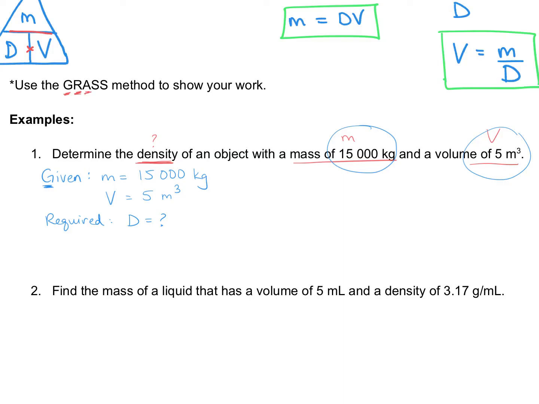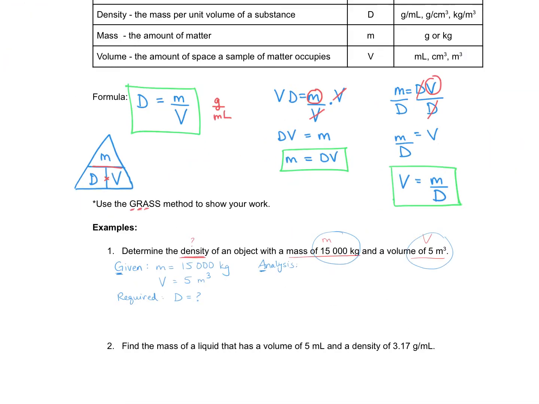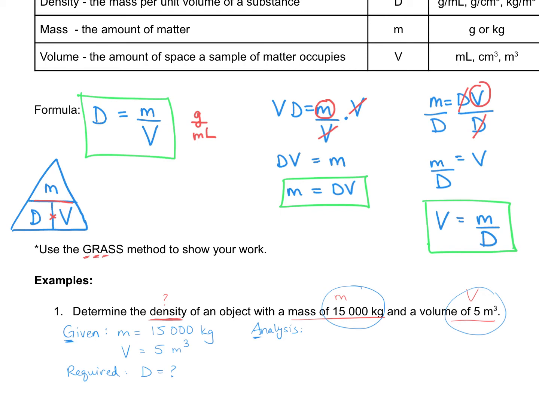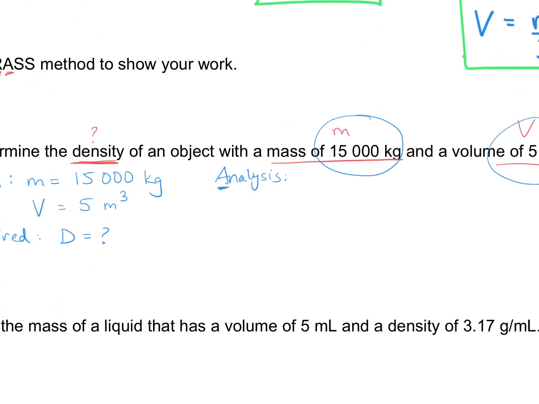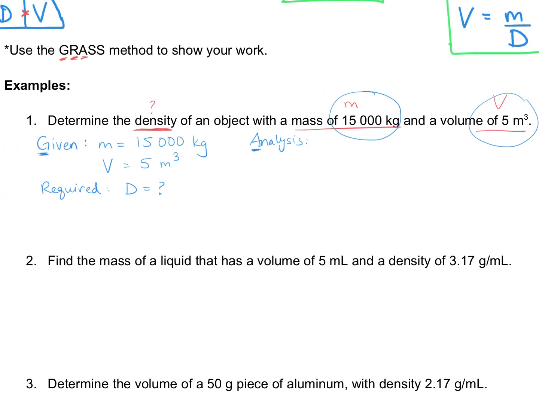Now the A stands for analysis or analyze. And that's where we identify the formula that we're going to use. So I'm coming up here for the A, the analysis, and here's where I'm going to choose my formula. Now which formula are we going to choose? Choose the one that has D isolated because that's what we're required to find. So for this analysis, I'm going to choose the formula D equals M over V.